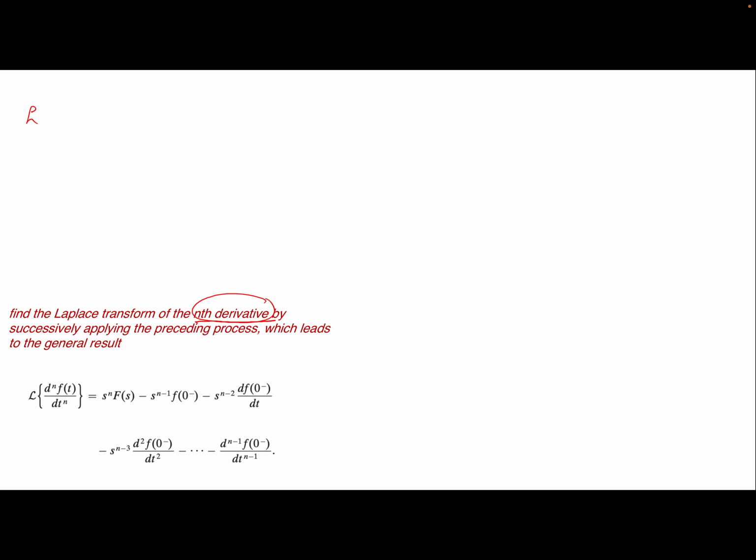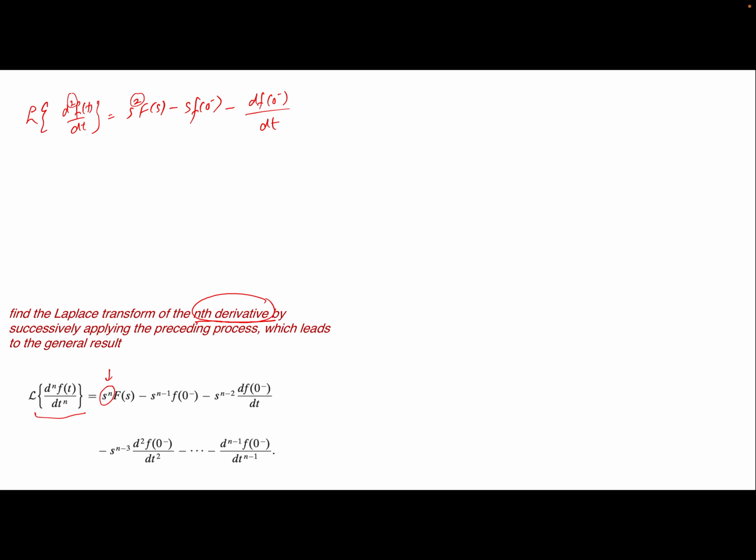Right, so the Laplace transform of the double derivative of f of t equals s squared F of s minus s f of 0 negative, minus the derivative over here, f prime of 0 negative over dt. Again, if you are taking an nth derivative, the first term is going to have s to the n, so here s squared, and then the rest of the terms are going to be first f of 0, then the first derivative, then the second derivative.